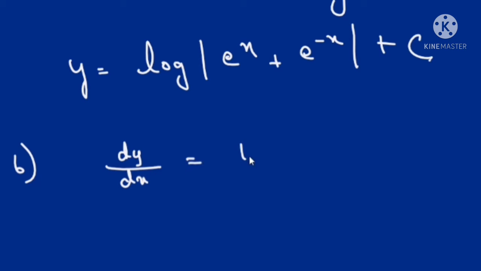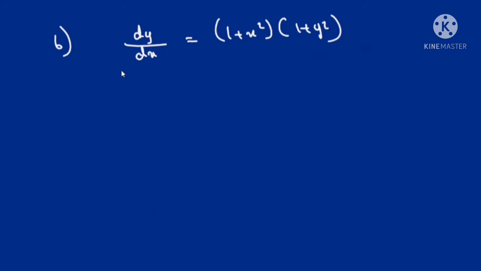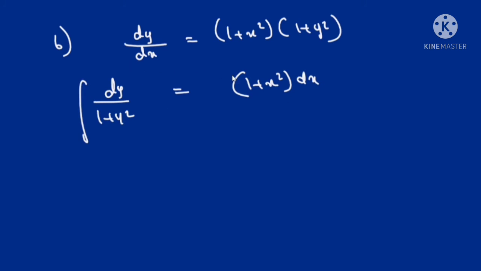Sixth one, dy by dx is equal to (1 + x^2)(1 + y^2). So separate the variables, bring the y term here, dy by 1 + y^2 equals (1 + x^2) dx. So we have separated the variables. Now integrate. What is the integration of this?